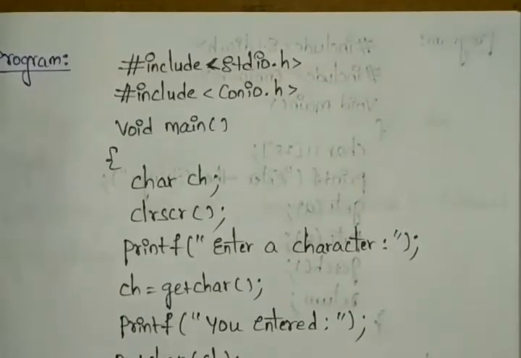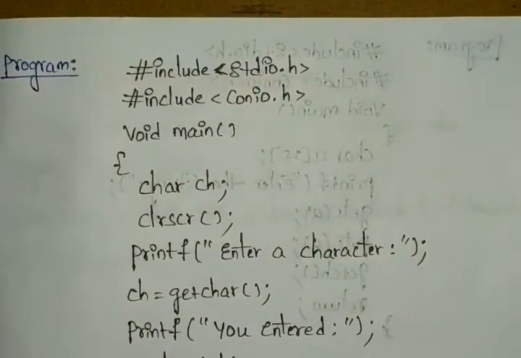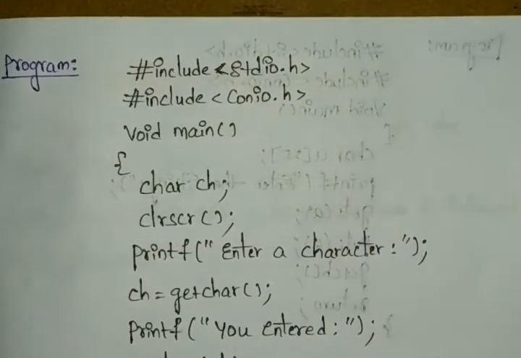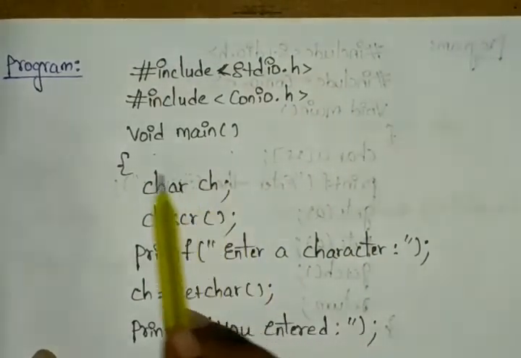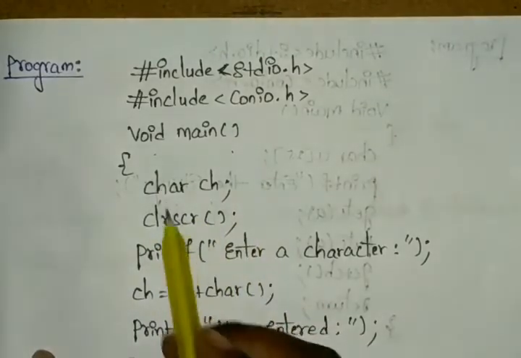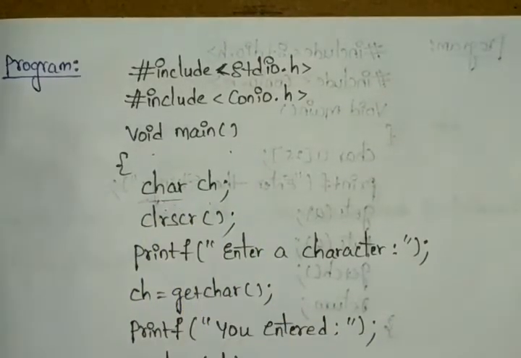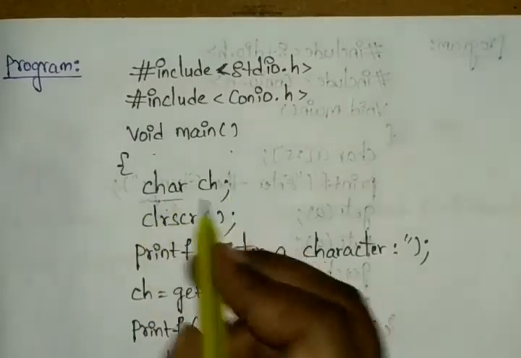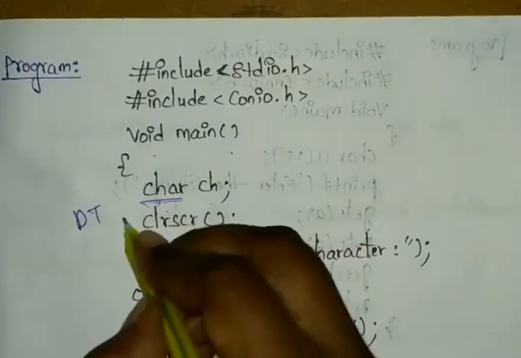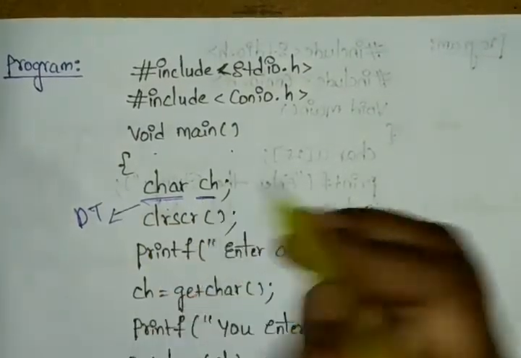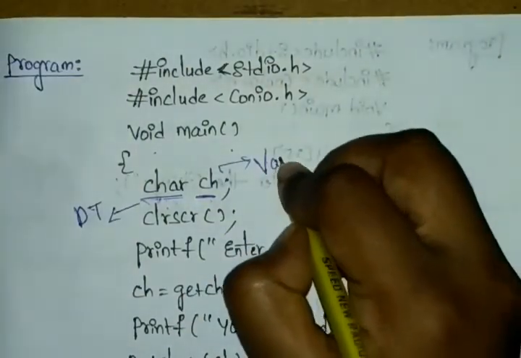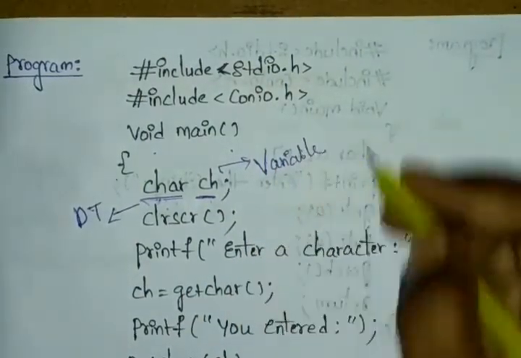You can see the program. Normally we write the header files, which I think you know. Then void main. In the main method I started with char ch. Char is our data type, the character data type. Next we have ch, which is our variable.